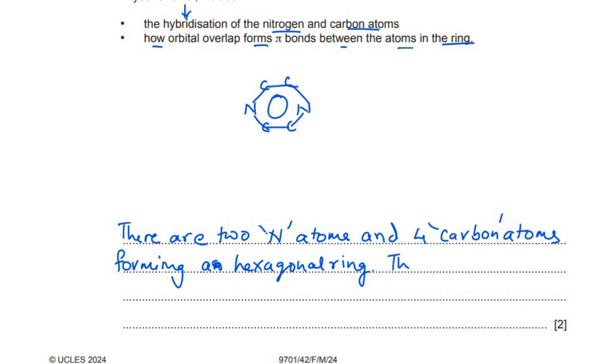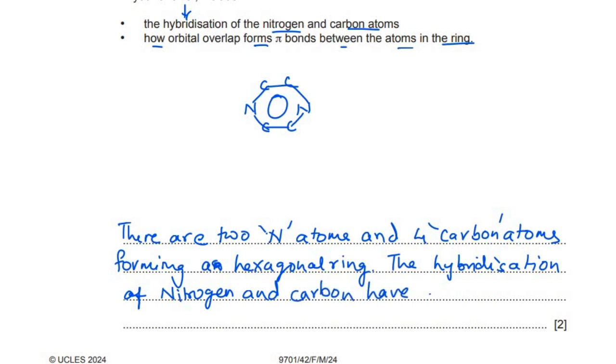Now for the hybridization, if it has alternate double bonds, each carbon and each nitrogen is forming a double bond. So the hybridization of nitrogen and carbon, both the elements have sp2 hybridization. The hybridization of nitrogen and carbon is sp2 hybridization. That's how I'm writing here.